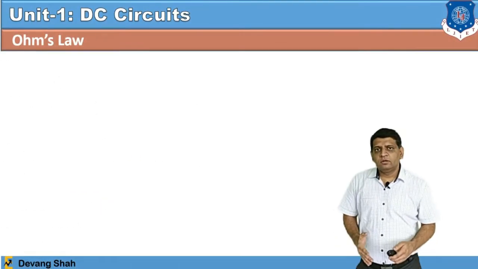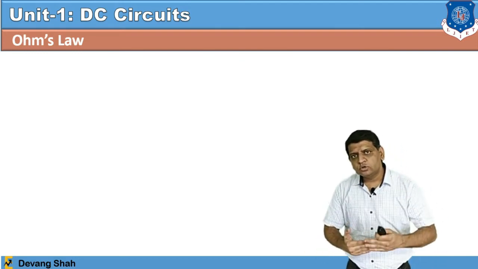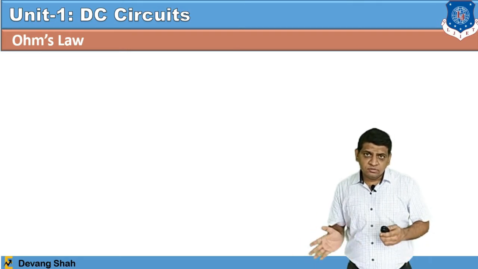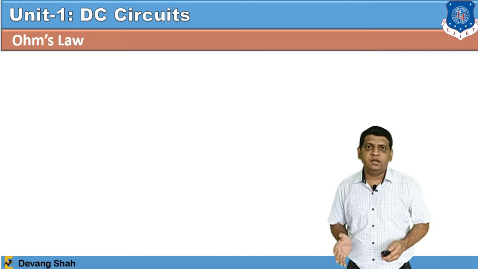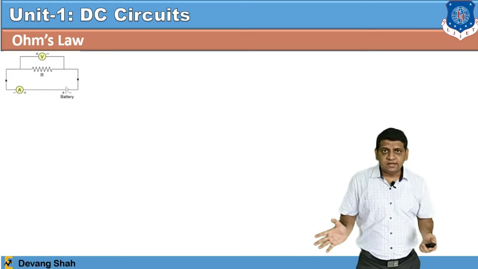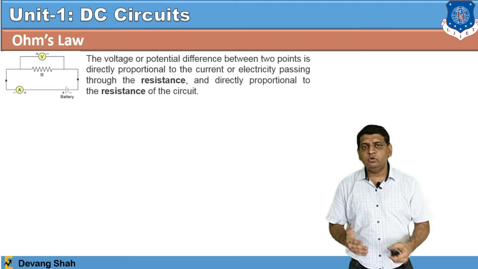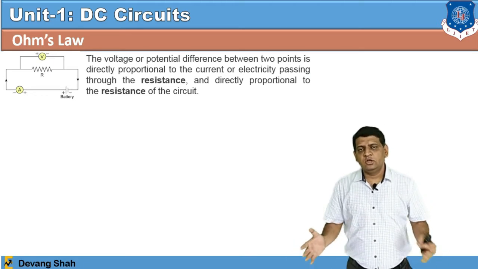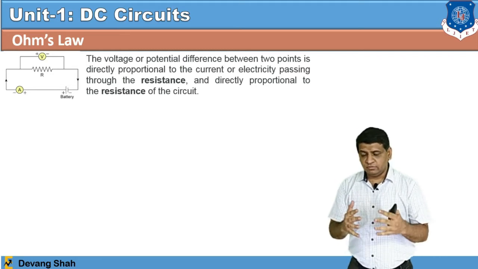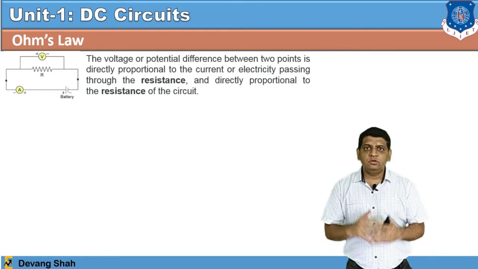Now, resistance is never alone. If you want to understand the resistance, you also have to understand the voltage and current, which are closely related to it. There was one scientist who gave a law, which is called Ohm's law. Ohm's law gives you a relation between resistance, voltage, and current.